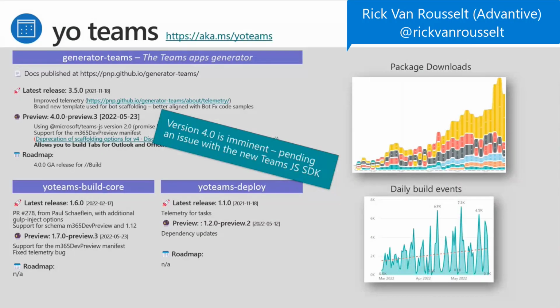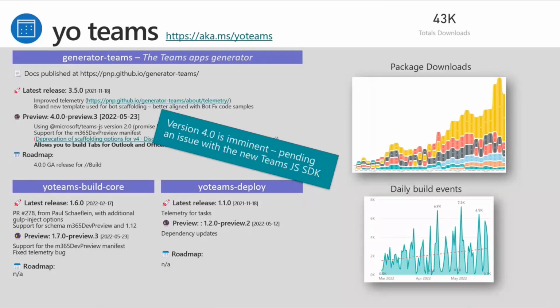Hey everyone. So on the Yo Team side, we were about to publish version 4, but we had an issue. Yesterday we came across an issue in the new Teams.js SDK. In version 4.0, we will migrate to the new Teams.js SDK, so version 2. But we came across an issue.